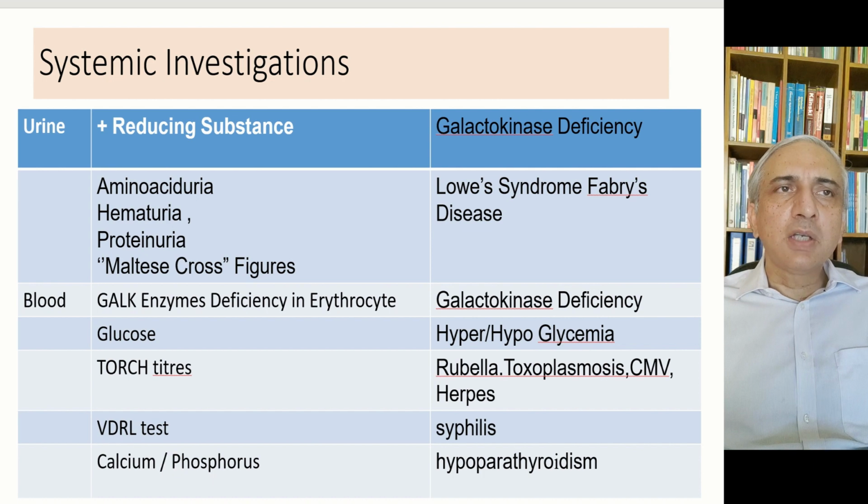For blood, you check for galactokinase deficiency enzymes in erythrocytes, and then you do glucose to check for hyper and hypoglycemia, TORCH titers for rubella, toxoplasmosis, CMV, herpes, VDRL tests for syphilis, calcium and phosphorus for hypoparathyroidism.